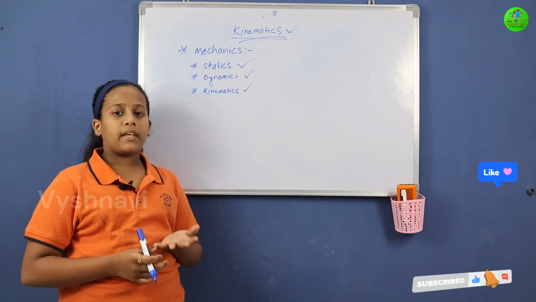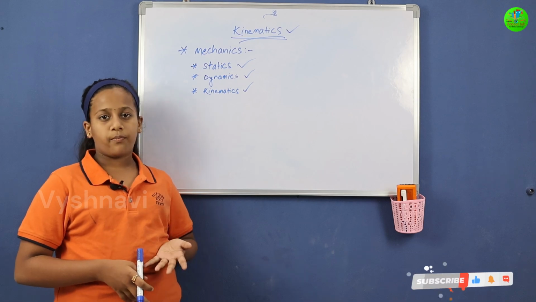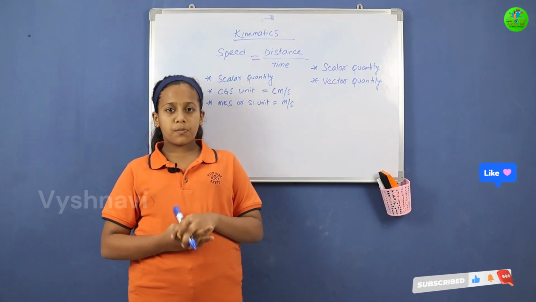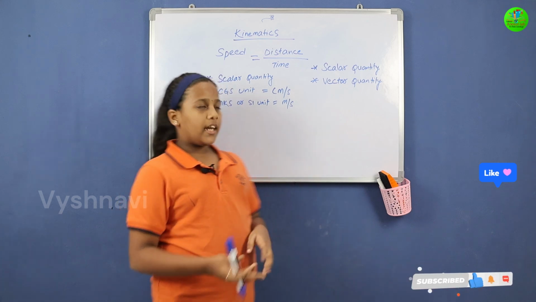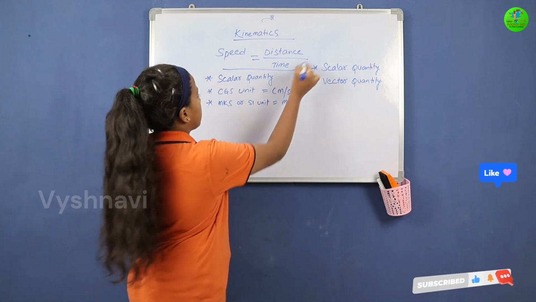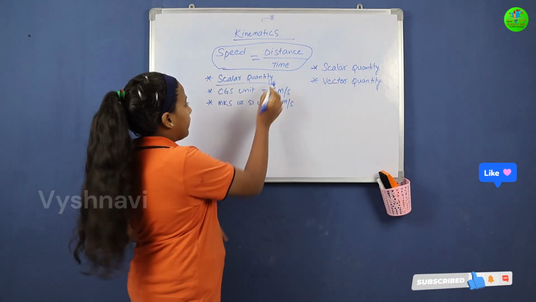And our next topic is speed. In kinematics we have speed. We will discuss speed now. What is the formula of speed? Speed is equal to distance by time. Let us read it first: speed is equal to distance by time. Why did I write scalar quantity here?